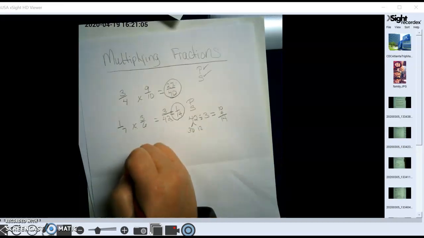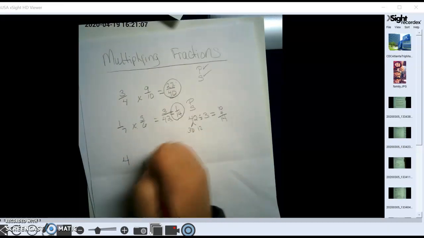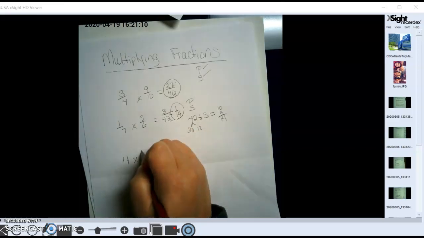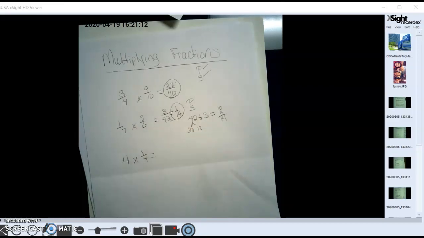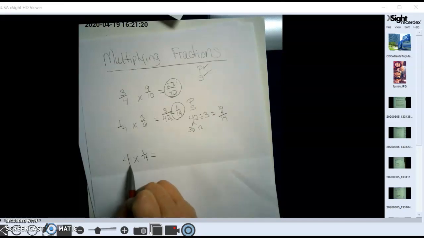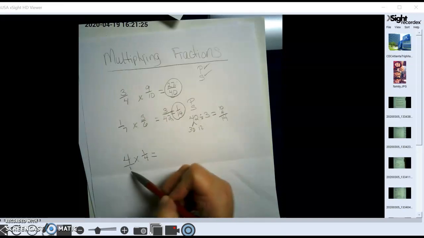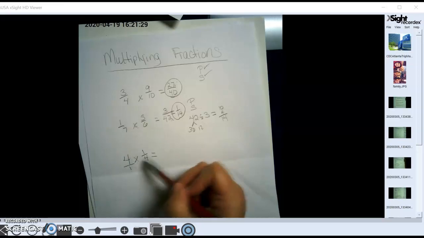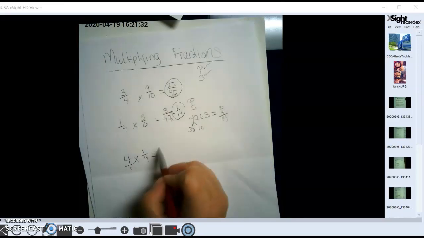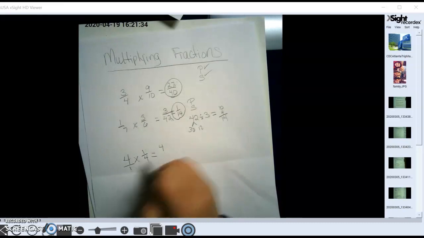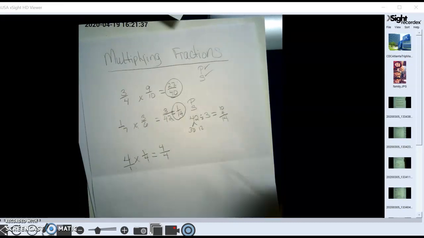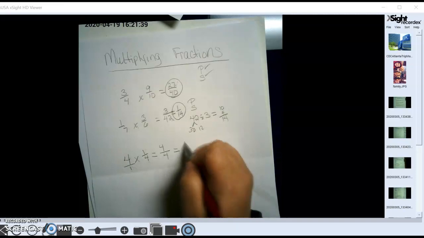So let's do one more. Let's have 4 times 1/4. Now, this one, you guys were a little tripped up over this during school. So I want to remind you that whenever you see a whole number, you always imagine that it's over 1. It's 4 wholes, 4, and it's only one piece. So 4 wholes times 1/4. Now, I just multiply across. 4 times 1 is 4, and 1 times 4 is 4. So the answer is 4/4, or 1.